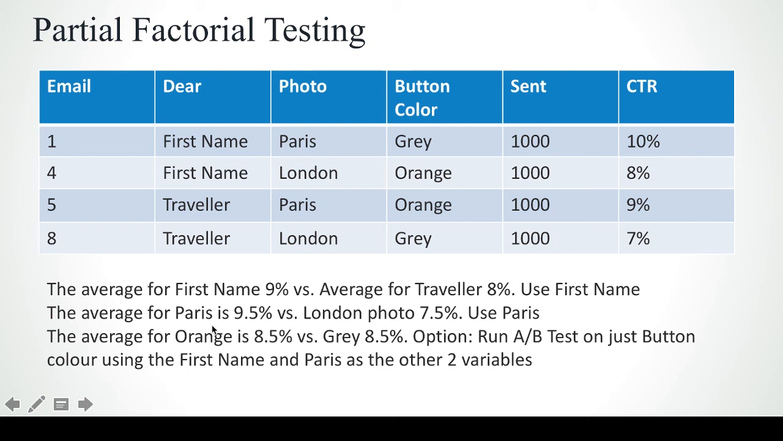The second test that you did is whether it was a gray and an orange. So again, you would take the average between the grays, so 10 and 7, you get 8.5, and orange is also 8.5. So in this case, you can do an A/B testing just on the button to see which one will actually win, or decide, you know what, it's good enough, I'm just going to continue with this. And the same you can do on Paris as well. So Paris obviously is a clear winner here because it was 9.8 versus London was 7.5. So this is kind of how you would run partial factorial testing if you had a smaller list size than you had in the original example.